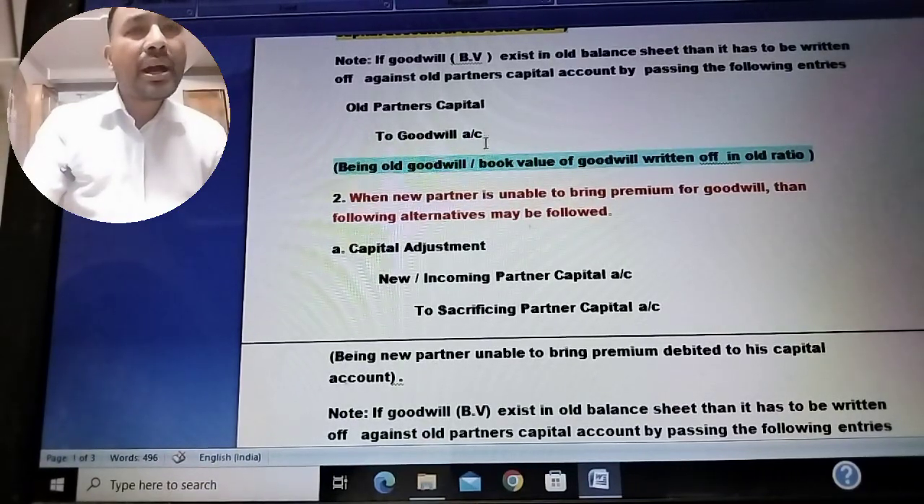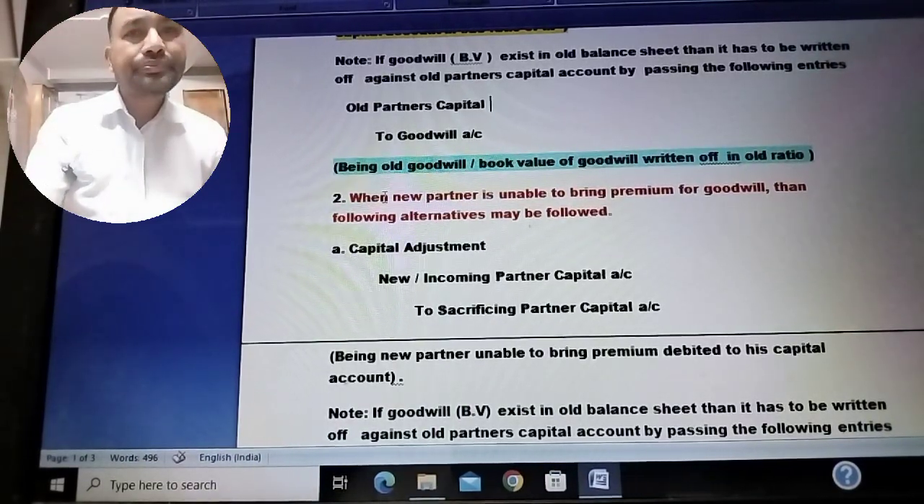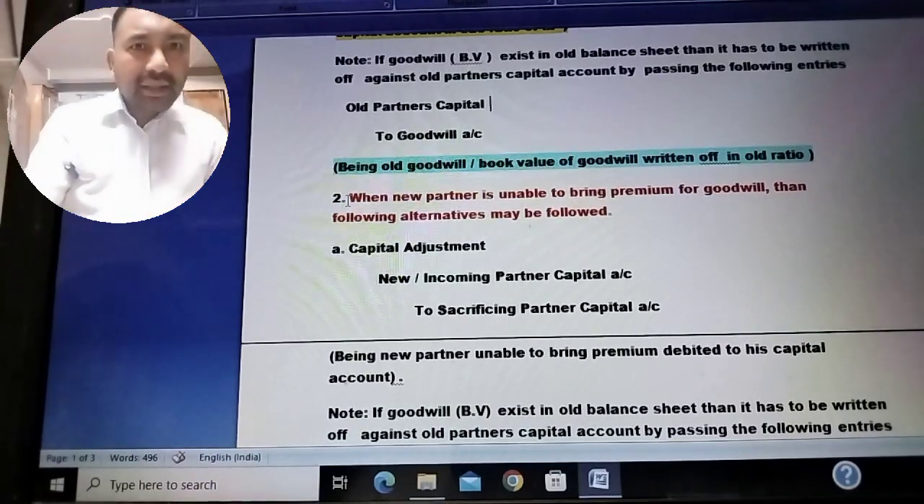So this entry is passed only when old goodwill appears in the balance sheet. Okay. Next question.